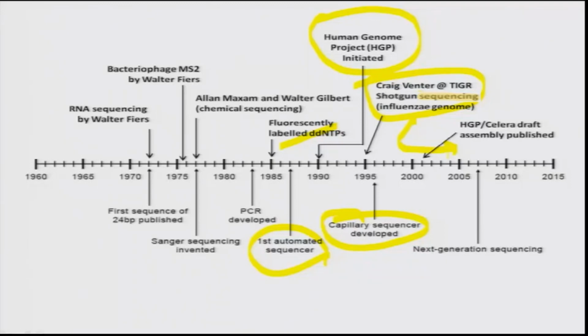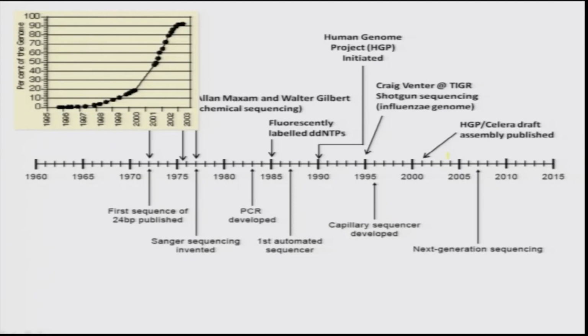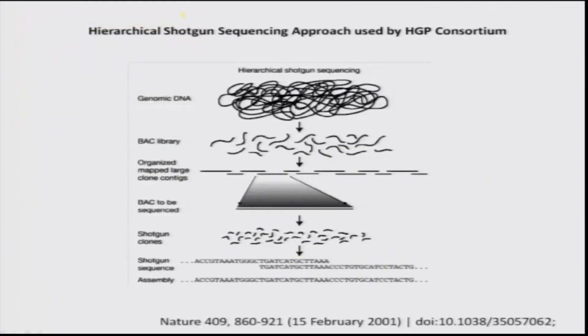So, the way it has been done has dramatically changed over the course of time. So, as a result, you can see that if you look into the percent of the human genome sequenced, when the automated sequencers came in and when the capillary sequencers came in 1995, somewhere around that, the rate at which the genome sequence was completed has dramatically changed. So, that really helps us to understand how the technology has transformed the way we look at the sequence.